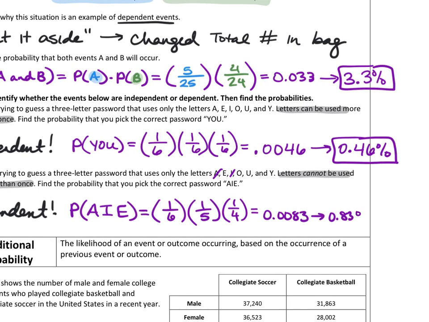Now here's the life lesson from today. Which one has a smaller percentage of getting your password guessed? When you repeat letters or when you do not repeat letters? Which number is smaller, 0.46 or 0.83? 0.46. When you are allowed to repeat letters, you actually have a better chance of your password not being taken. That does not mean make your password 00000, because that's way too easy to guess. I'm saying if you don't change the total number, your probability is much smaller, which means for a password, it's much safer. That's your life lesson for today.